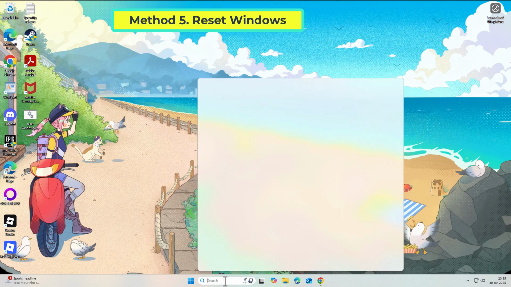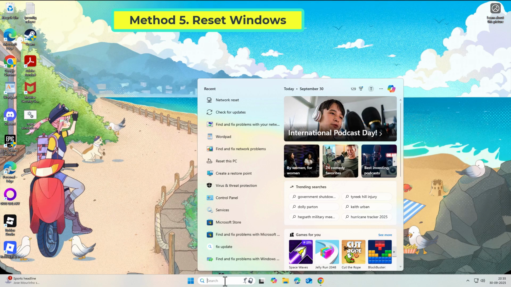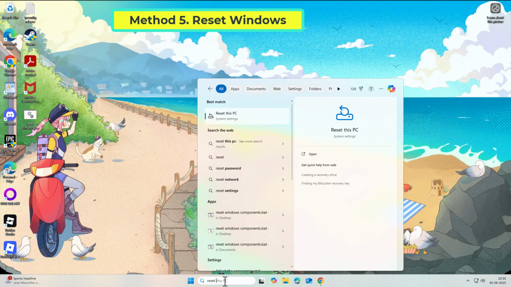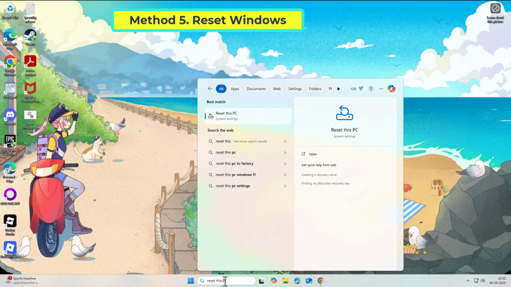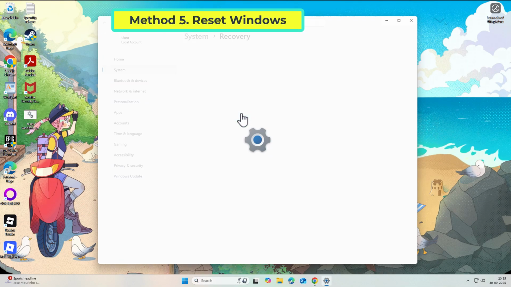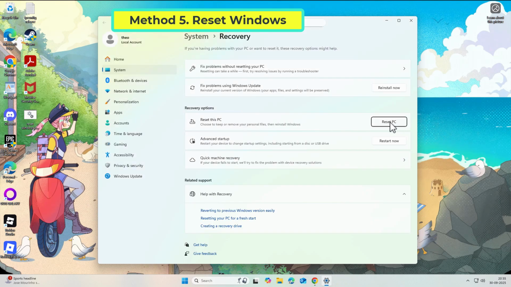Method 5. Reset Windows. If none of the previous solutions resolve the issue, consider resetting Windows. Keep in mind that this is a time-consuming process, as the Windows reset will remove all your apps and require reinstallation.